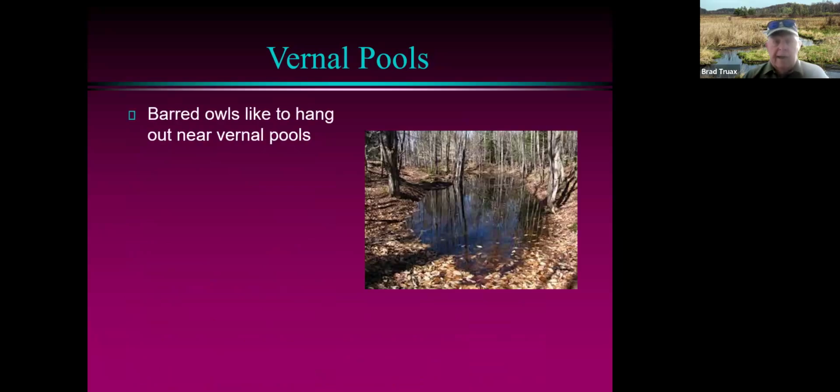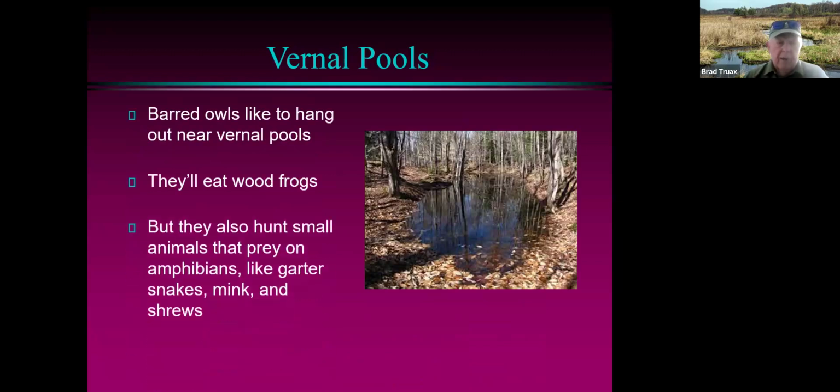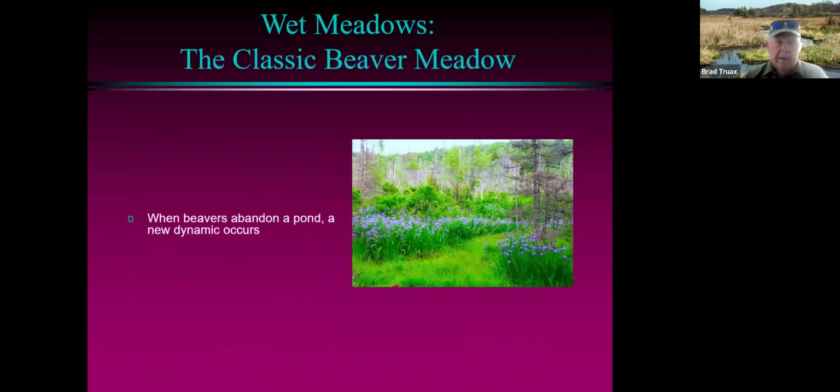Barred owls also like to hang out near vernal pools. They'll eat the wood frogs that are commonly associated with the vernal pools, but they also hunt small animals that prey on amphibians like garter snakes, mink, and shrews.